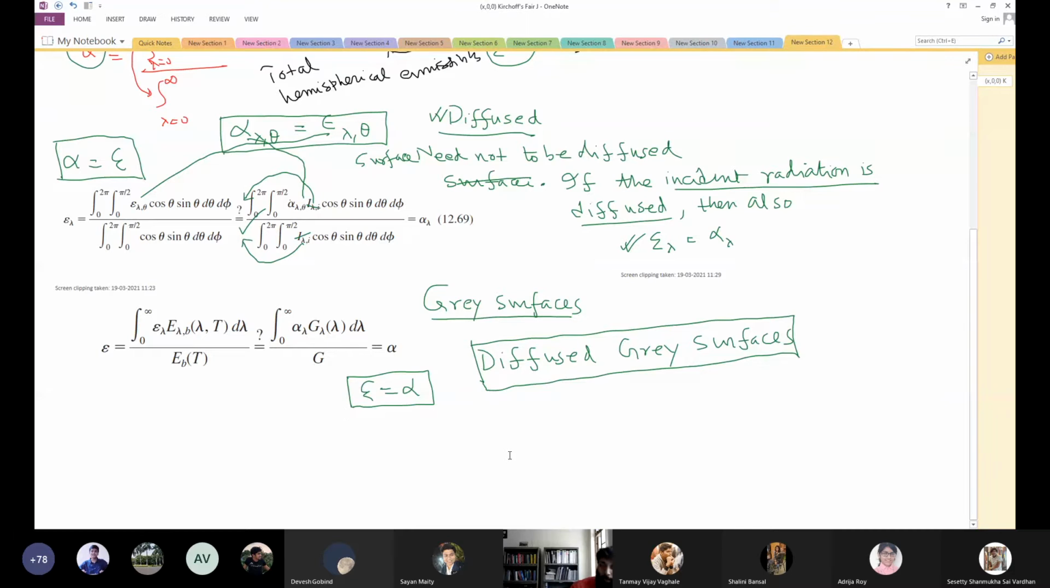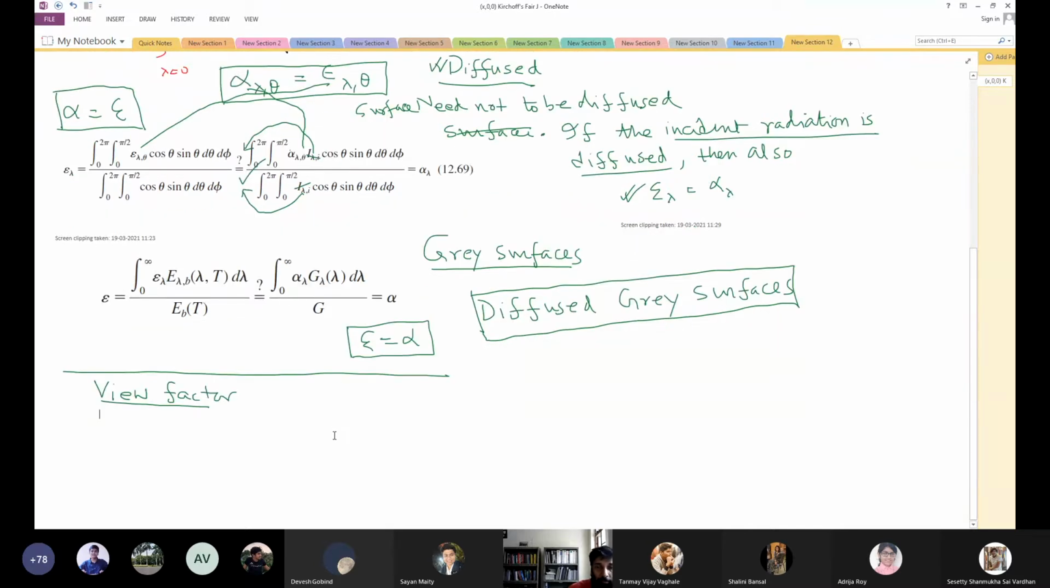Okay. Now another thing we need to do before we start solving radiation problems is called view factor. So if I have a surface and I am standing here, I am not able to see what's on the surface. So I cannot see the surface.